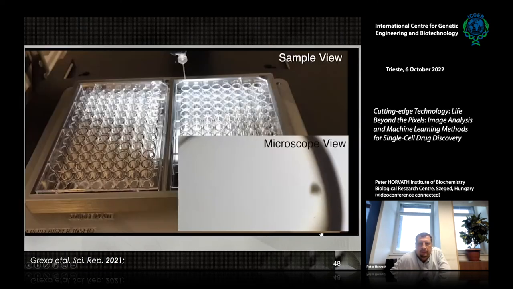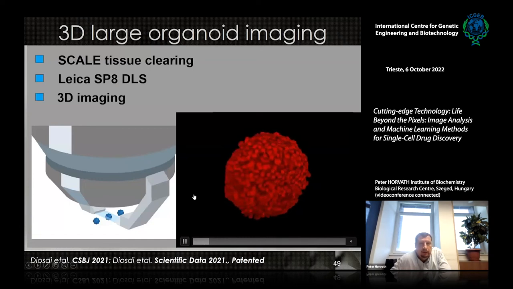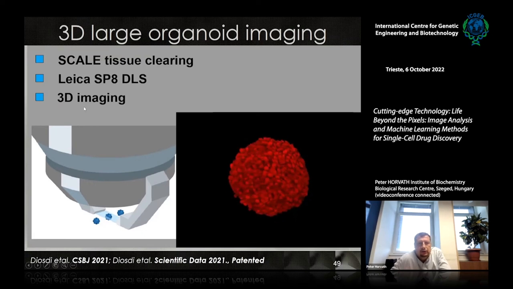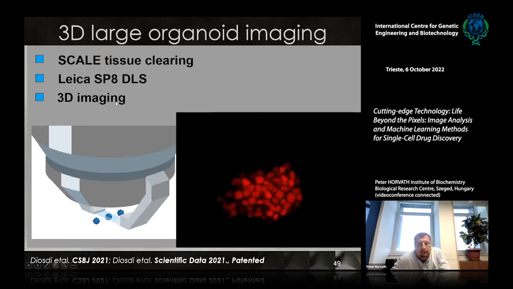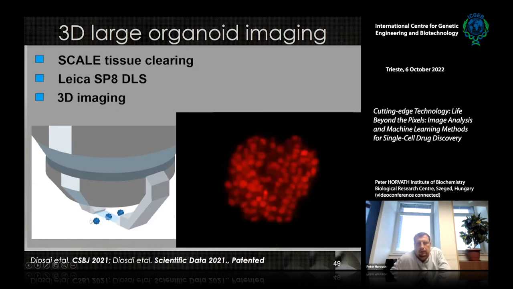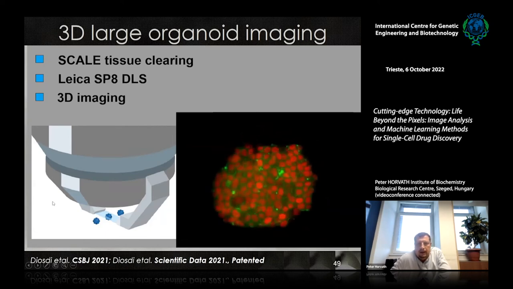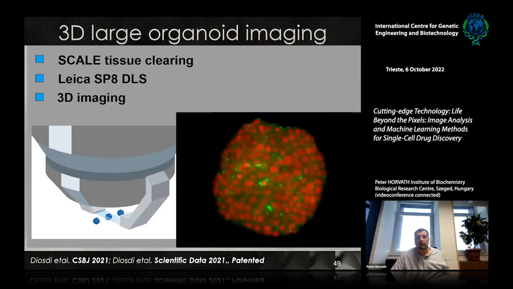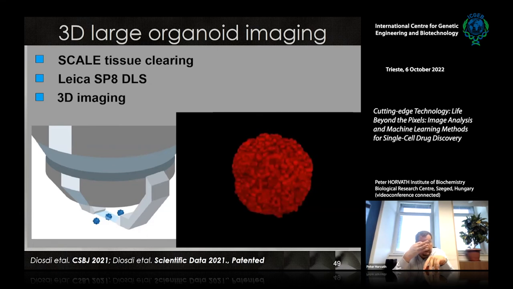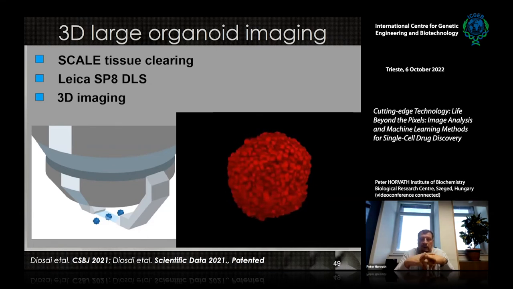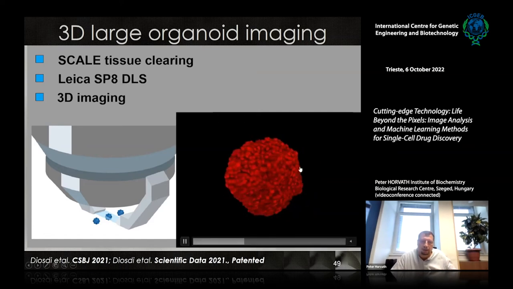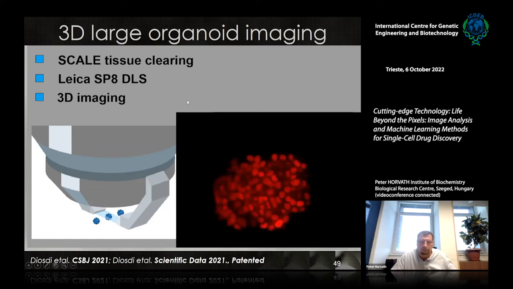Once we have this, the next and probably most difficult step is the imaging. We use light sheet microscopy. Unfortunately, light sheet microscopy is a fantastic thing, but it requires a lot of freedom, because you need to have an objective from the bottom and the top, or from the side and the top, and that stops you from doing high content screening. But let's say you have a light sheet microscope. Then you can make very nice 3D images of your cells. As you see here, we have single cell resolution. I don't know why it's flickering, but believe me, we can go to single cell resolution.